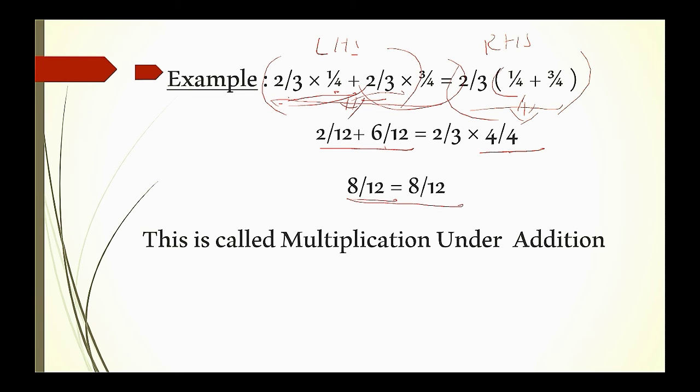This is called multiplication over addition. Here I am multiplying and adding. So this is called multiplication over addition. If instead of adding, I am subtracting, that is called multiplication over subtraction.